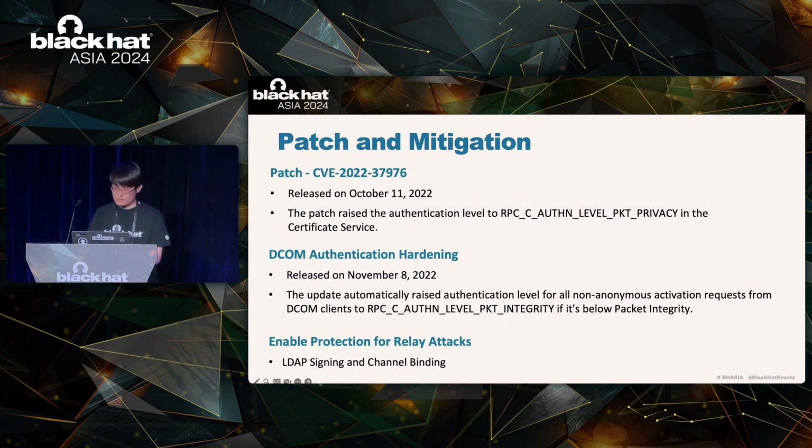The patch for this vulnerability was released in October 2022. The patch killed the DCOM to LDAP relay with ADCS. It raised the authentication level to packet privacy in the certificate service. And a month later, DCOM authentication hardening was released. It automatically raised the authentication level for all non-anonymous activation requests to packet integrity. This hardening also kills this vulnerability and can defend against most DCOM relay attacks. Enabling LDAP signing and channel binding can also protect you from this attack.